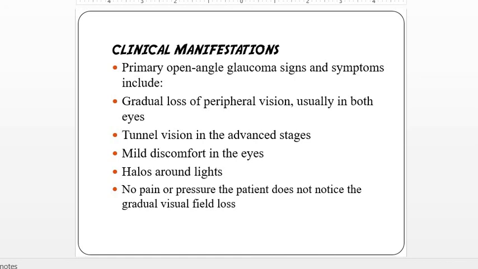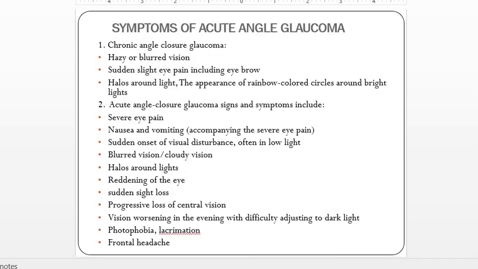Signs and symptoms include gradual loss of peripheral vision, usually in both eyes. An important factor to note is loss of peripheral vision and tunnel vision in the advanced stage, mild discomfort in the eyes, halos around the light, no pain or pressure. The patient does not notice the gradual visual loss.